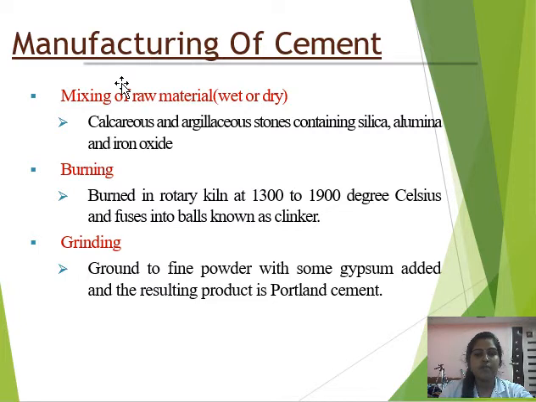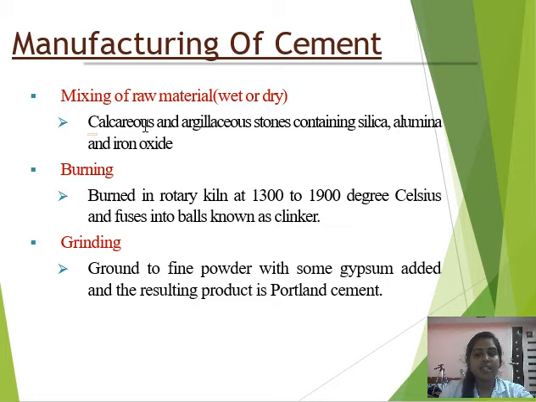Cement is manufactured mainly by three processes: mixing of raw materials in wet condition or dry condition, burning, and grinding. Mixing of raw material means calcareous and argillaceous stones containing silica, alumina and iron oxide are mixed together. Then this mixed material is burned in a rotary kiln at 1300 to 1900 degrees Celsius and fuses into balls, which are known as clinker.